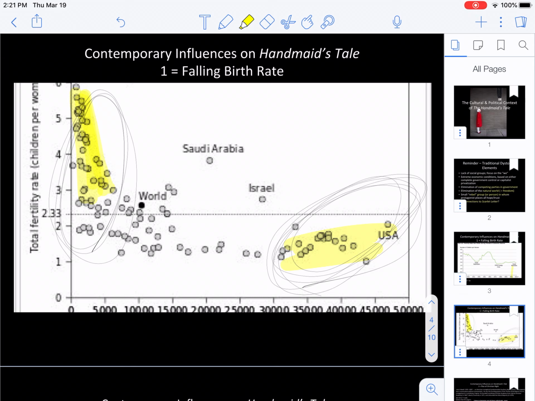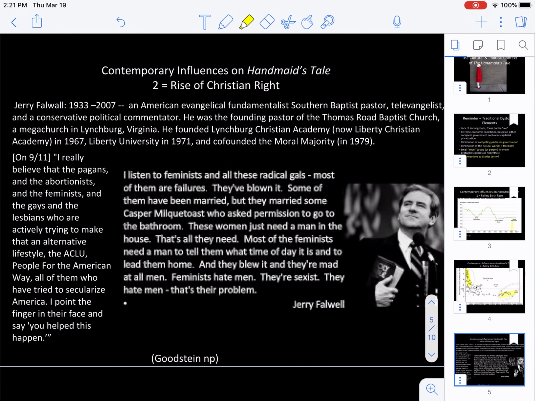And then in countries that do not have a large GDP, they're way above the replacement rate. So that's where we have sort of like the immigration crisis and the food crisis and stuff like that. But The Handmaid's Tale is set in some place like the U.S., so we're going to be well below the replacement rate. Okay, so the first influence of The Handmaid's Tale is the fertility rate.